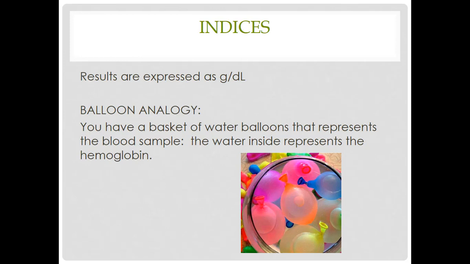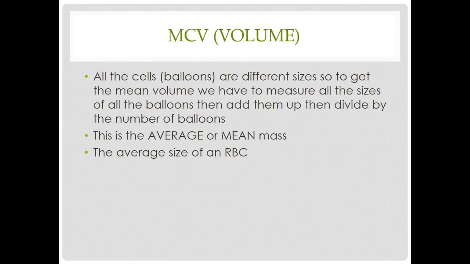And the water inside the balloons represents the hemoglobin. Okay? So all the cells, or the balloons, are different sizes. So to get a mean volume, we have to measure all the sizes of all the balloons, and then add them up and divide by the number of balloons. When you're getting a mean number, an average number, if we wanted to get a mean age of the people in the class, we would ask everybody's age, add them up, and divide by the number of students in the test.